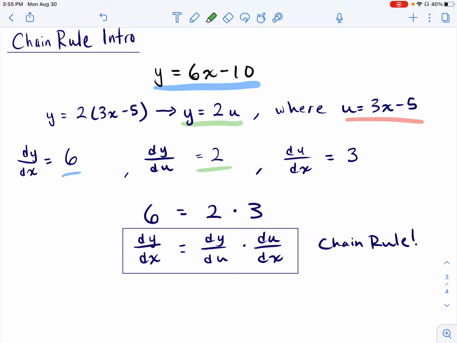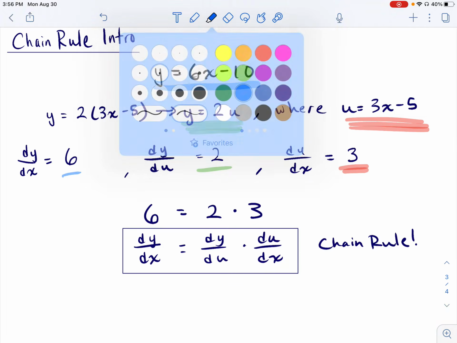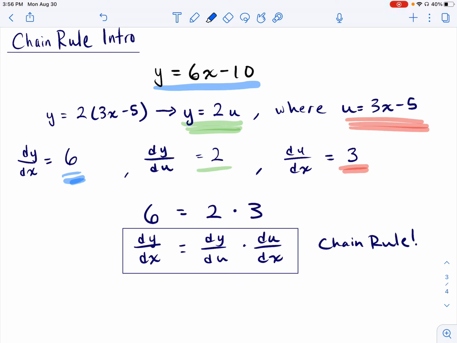We can say, all right, if y is changing twice as fast as u, and u is changing 3 times as fast as x, then it makes sense that y is changing 6 times as fast as x, right?